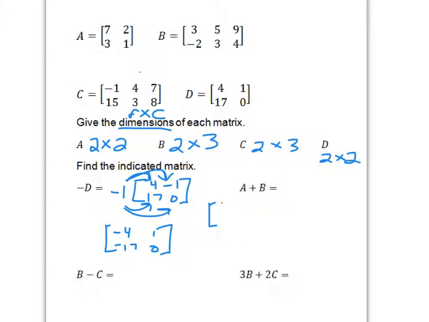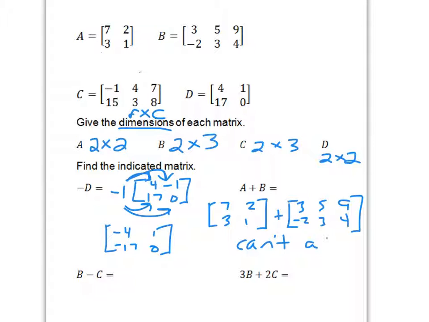Next we want to add A and B. What do you notice about A and B in terms of their size? They don't have the same dimensions, so I can't add them. So to add and subtract, your dimensions need to be the same.